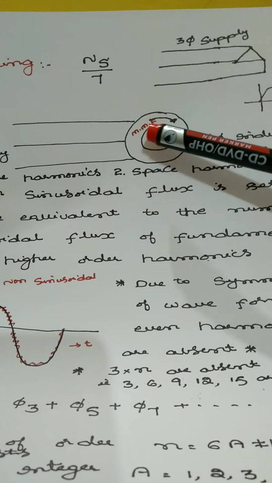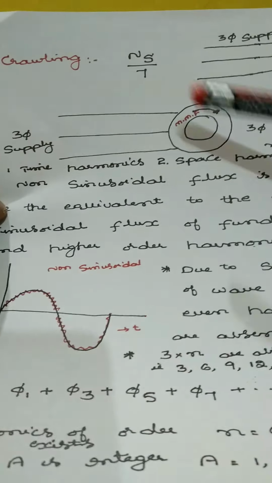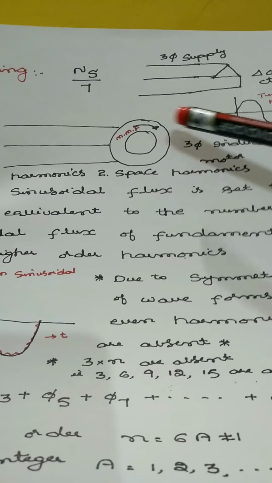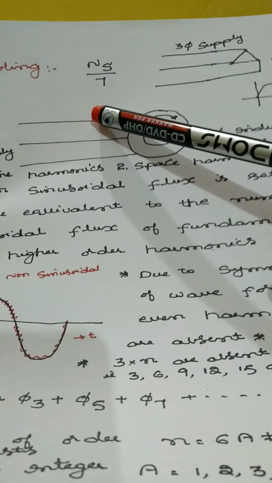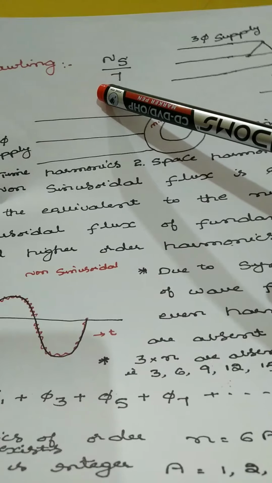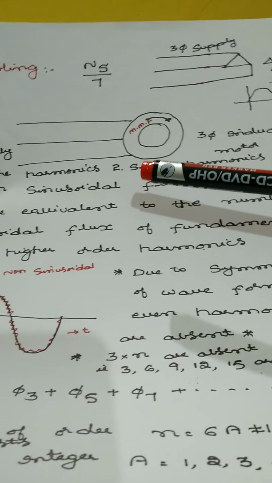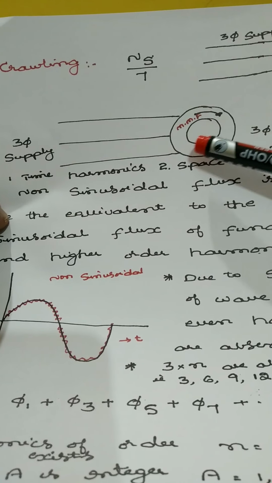Crawling phenomenon. Even if you give full supply voltage to the induction motor, physically the motor is unable to accelerate and will rotate with a speed of Ns by 7. If it runs at Ns by 7, you can immediately decide that crawling is happening inside the induction motor. So now, why does crawling occur in an induction motor?